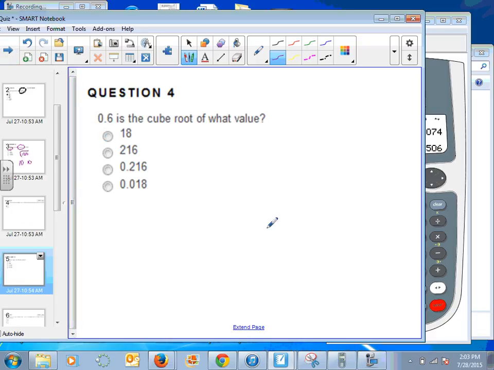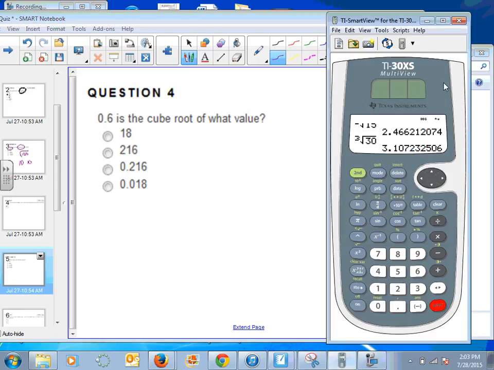0.6 is the cube root of what value? Similar stuff there. I'm pretty sure it's not 18, but let's give it a shot. Third root of 18 is 2.6. No. I'm going to skip over 216 because it's not going to be that one. Third root of 0.216, going to the third choice here, is 0.6. There we go.